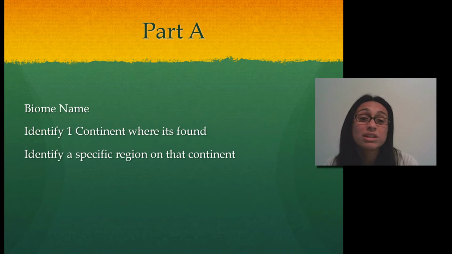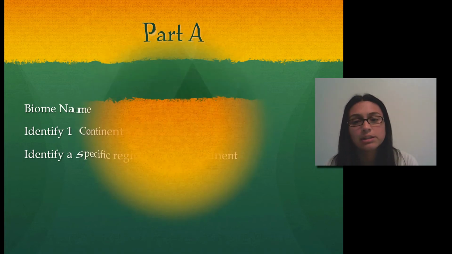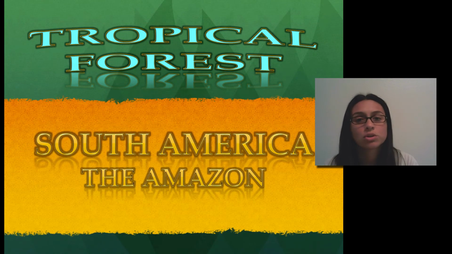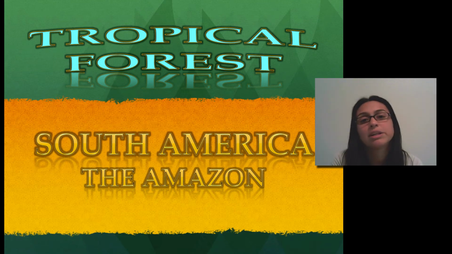Okay, so part A is really simple. You're just going to write down or type up the biome name. You're going to identify one continent where your biome is found, and within that continent you're going to identify a specific region. Okay, so for example, let's say that you chose tropical forest. Okay, so tropical forests are found all over the world, but you want to pick one specific continent. So you choose South America, let's say, and within South America, pick a specific region, the Amazon. Okay, and you could do that for every single one of the biomes. Pick a continent and then pick a specific place within that continent.